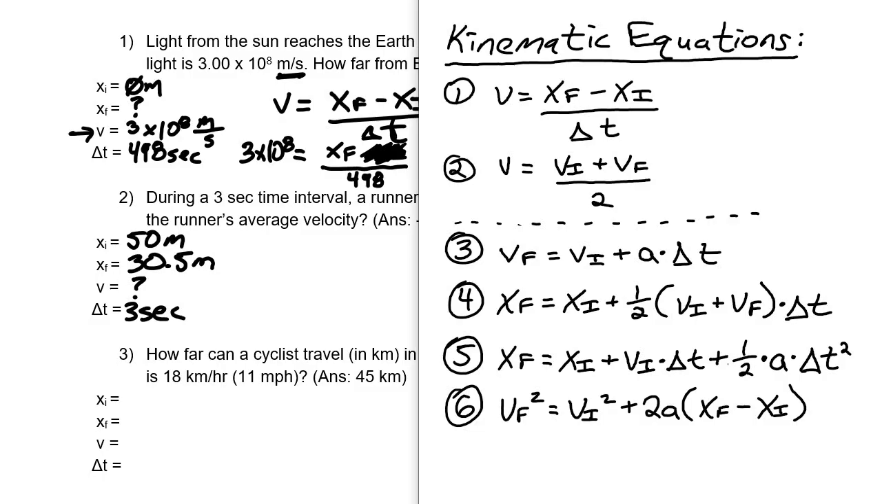So once again, we do know that we're trying to find the runner's average velocity. Which formulas do we want to use? 1, 2, 3, 4, 5, or 6? Hopefully you're saying formulas 1 or 2, being that those are the ones that have to do with average velocity. And are we given our initial velocity and final velocity? No, but we are given the initial position and final position. So therefore, hopefully you're saying, hey, we have initial and final position in equation number 1. Let's use that.